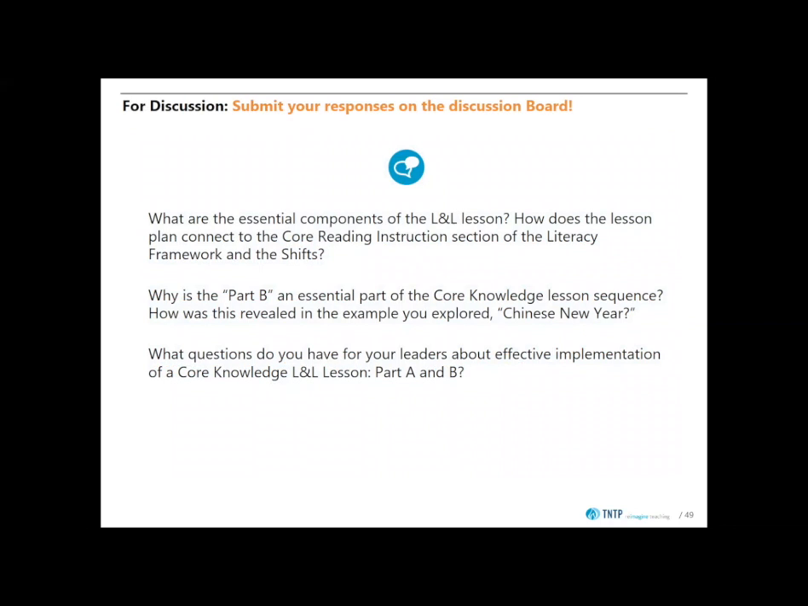So for discussion, and please submit your responses on the discussion board: What are the essential components of the listening and learning lesson? How does the lesson plan connect to the core reading instruction section of the literacy framework and the shifts? Question 2, why is Part B an essential part of the core knowledge lesson sequence? And how is this revealed in the example you explore? Finally, what questions do you have for your leaders about effective implementation of a core knowledge listening and learning lesson, both Part A and B?